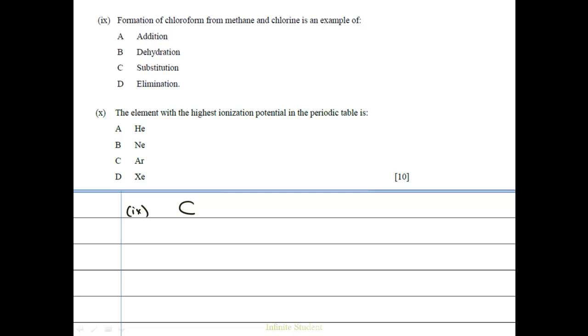The tenth, the element with the highest ionization potential in the periodic table is A. Helium, B. Neon, C. Argon, D. Xenon. The correct answer here would be helium, and therefore it's option A.